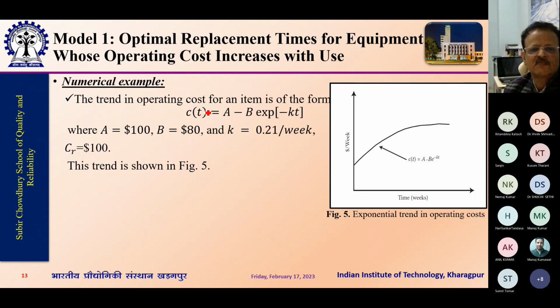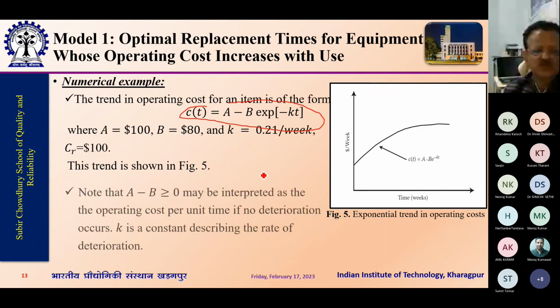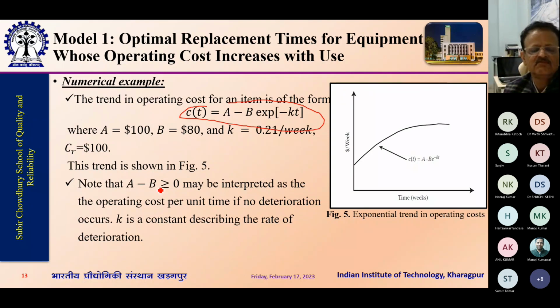In this case, the cost is not linear. So if T is equal to 0, then A minus B is going to be greater than 0, which may be interpreted as the operating cost per unit time if no deterioration occurs. You are assuming no deterioration, but as time goes on, the total cost is going to increase because this factor is going to decrease. So this perfectly models the scenario that operating cost is increasing as time goes on and the item is aging.